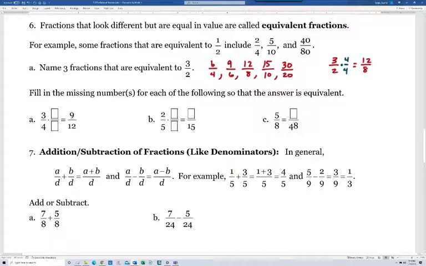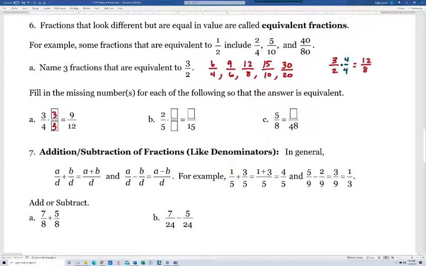It says fill in the missing numbers for each of the following so that the answer is equivalent. So we have 3/4 times something gives you 9/12. You can see that 4 times 3 would be 12, or 3 times 3 would be 9. 3 over 3 is what we would use there.